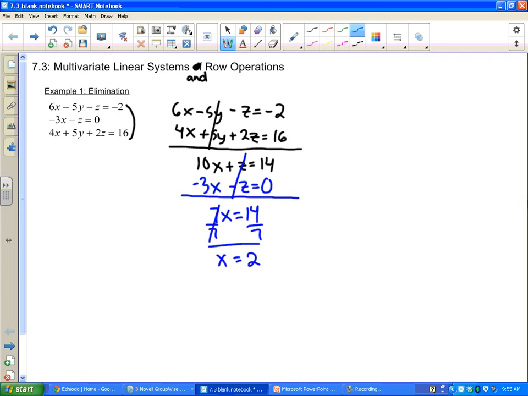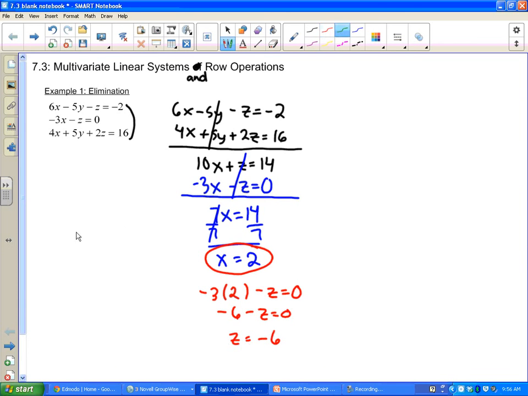So we need to know what x, y, and z are, and we know that x equals 2. So what we do is we take this answer and we plug it into any equation that we've had that has only two variables in it. So I could do the negative 3x minus z equals 0, but I put 2 where x is, and that gives me negative 6 minus z equals 0. I can add z over to the right side, and I get z equals negative 6. Okay, so now I know two letters. I need to know what y is.